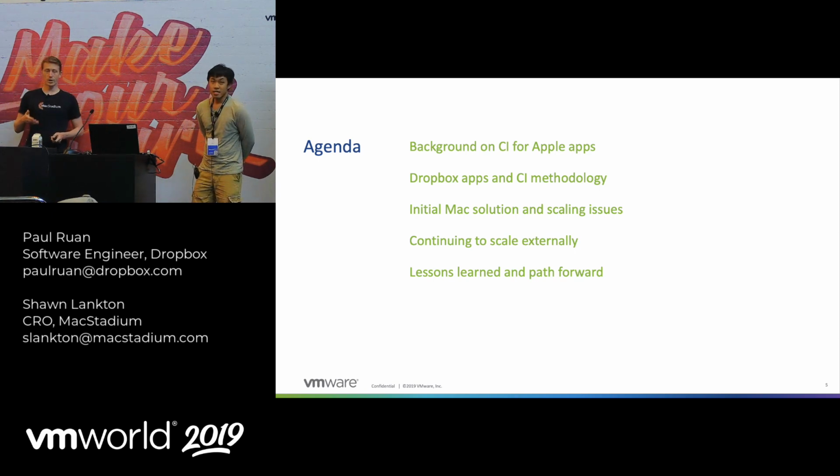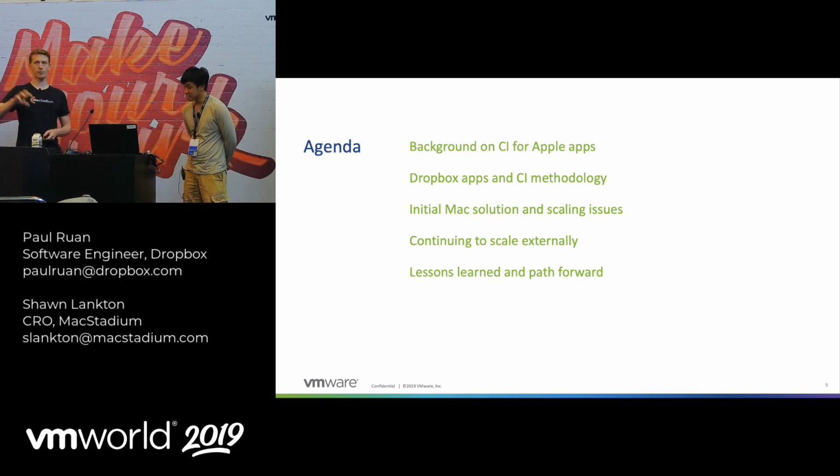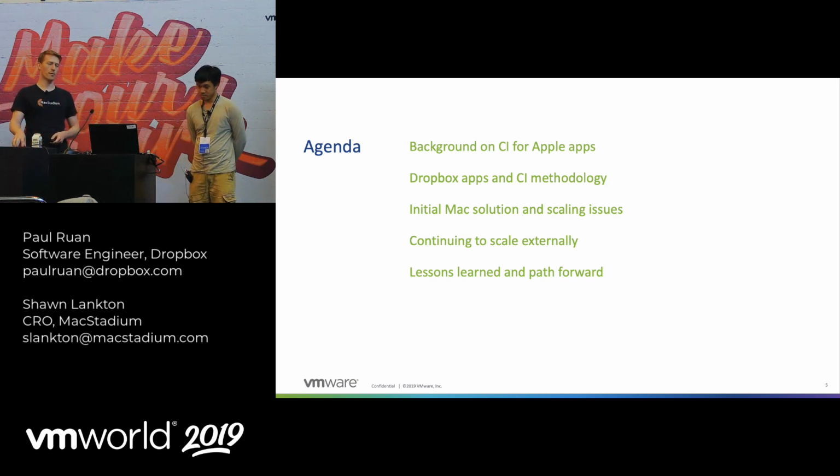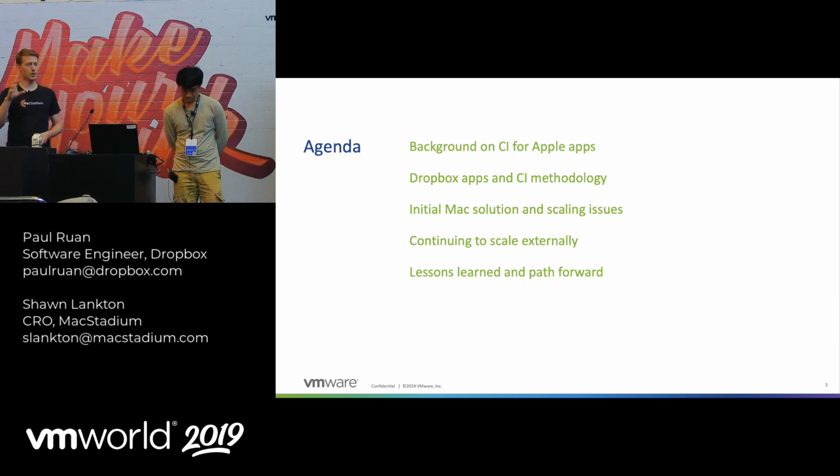Just quickly on the agenda, we're going to talk about just really quickly why Macs are required for CI for Xcode. Then we'll talk about Dropbox, what they're specifically doing, how they got started, challenges that they had as they scaled up, and then lessons learned and some ideas. We'll have time at the end for questions.